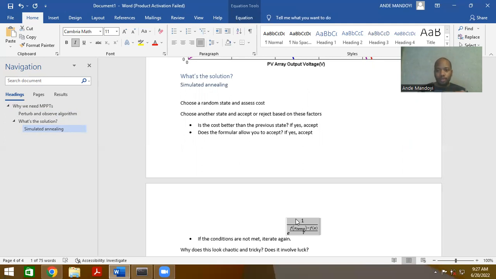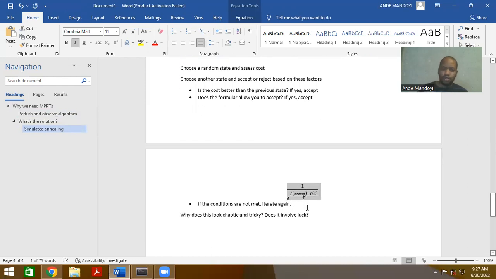So we choose a random number, and if this random number that we've chosen is less than the result from this formula, then we accept the solution. If it's greater than the result from this formula, then we reject the solution.